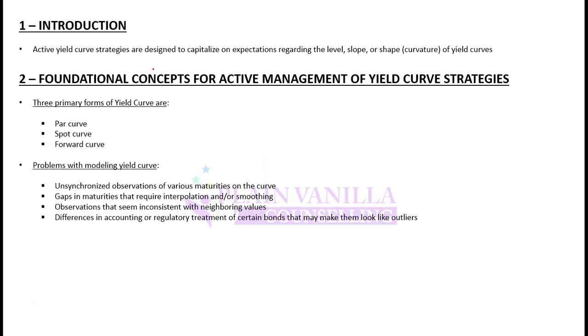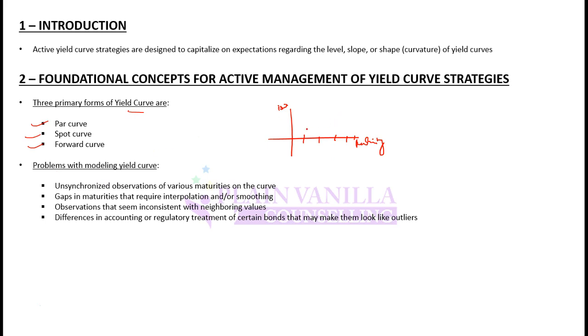Starting with the basic or foundational concept for yield curve strategies. There are three primary forms of yield curve. Again, something repeated from level 1, you would already know: par curve, spot curve, and forward curve. Par curve is the curve for bonds' par values. Spot curve is the curve for spot rates. Forward curve is the curve for forward rates. What we mean by curve is that we are plotting some interest rate here, and we are plotting some maturity here. So what is the rate for first year, 2 year, 3 year, 4 year, 5 year, and so on.